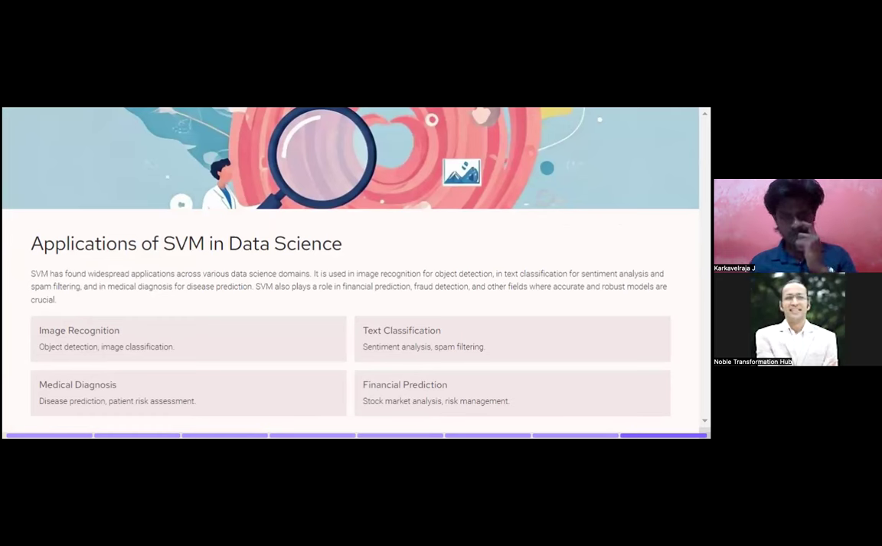It is used in image recognition for object detection, in text classification for sentiment analysis and spam filtering, and in medical diagnosis for disease prediction. SVM also plays a very vital role in finance prediction, fraud detection, and other fields where accurate and robust models are needed.